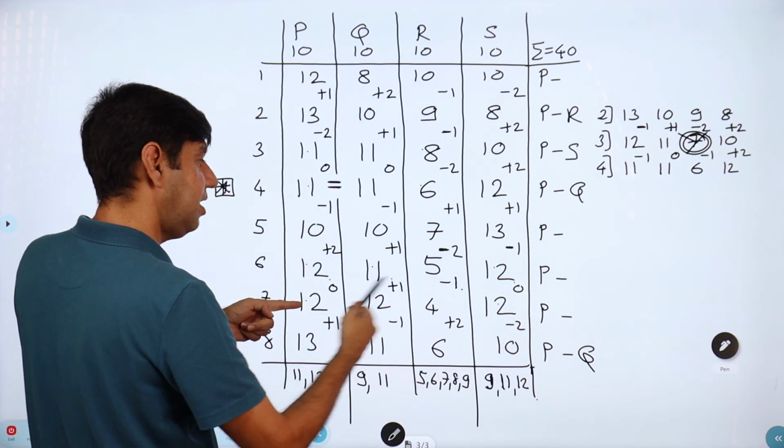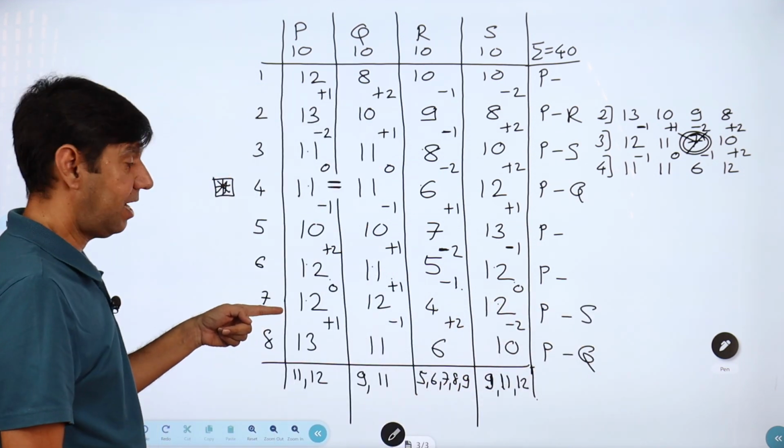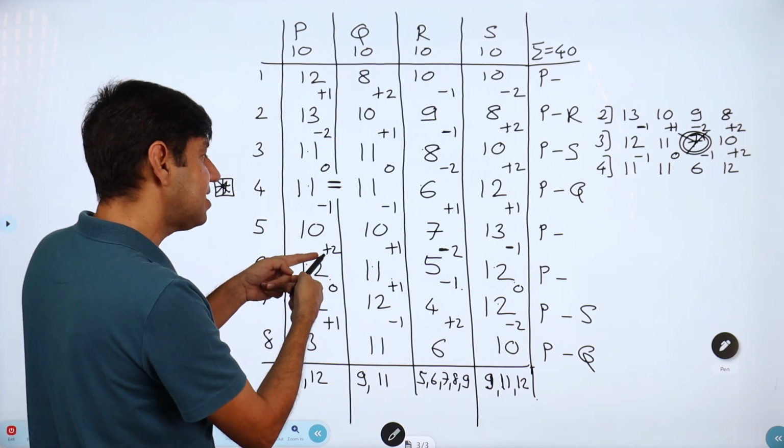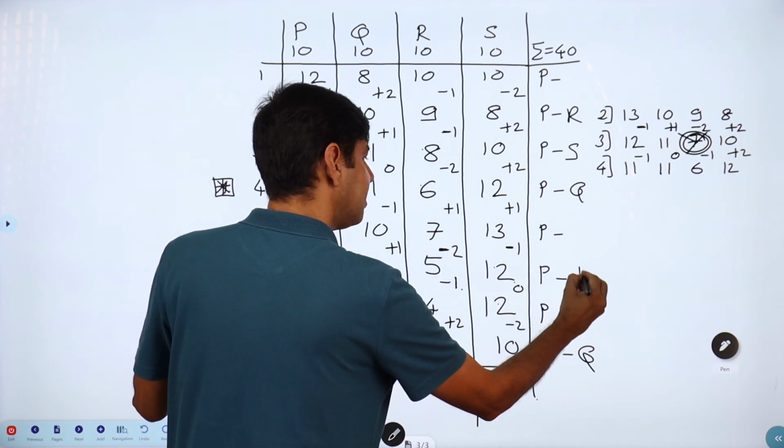So let's mark out. So 0 and 0. P again pairs up with S. Here P has a +2, a -2. So P pairs up with R.